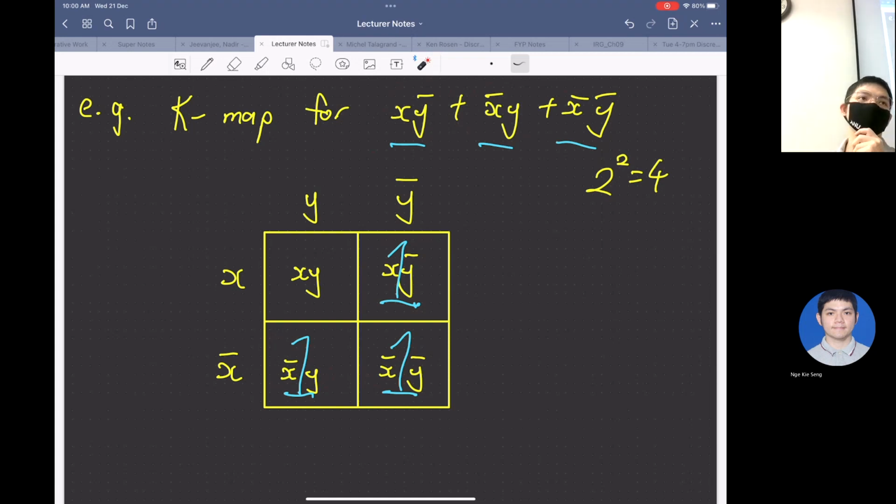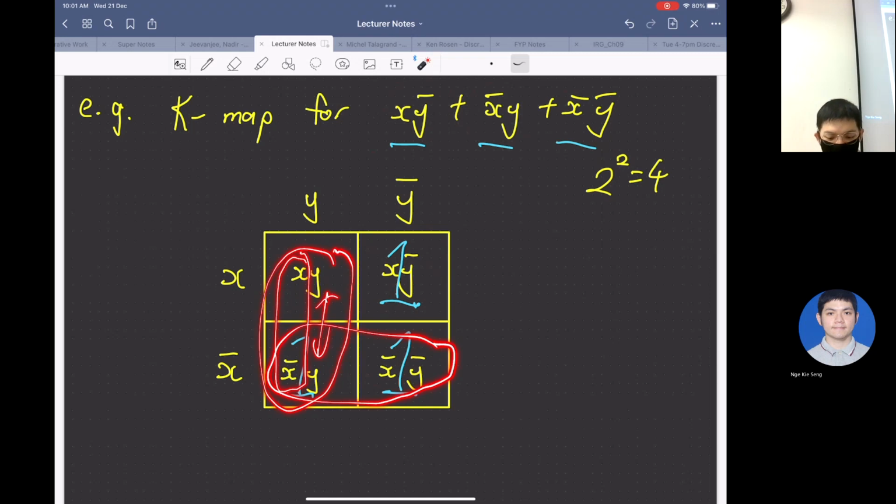So this is a K-map. For every Boolean function, you can build a K-map. And you can see that these cells are adjacent because they differ in exactly one literal. For example, these two are adjacent because they differ in x only, y is the same. And these two are adjacent because they differ in y only, x is the same, and so on.